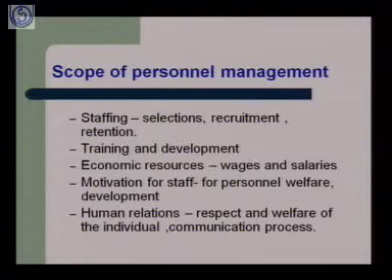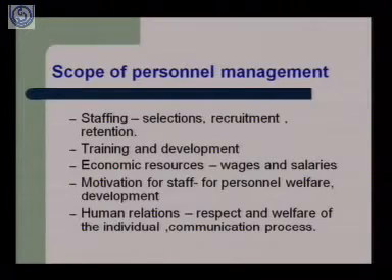Then economic resources, like the personnel department sets up the wages and salaries. As Madam Nirja has just said, a person should be satisfied working in that particular organization, and money is a very important factor in that. So wages and salaries are taken care of by the personnel management department. Then motivating staff for personnel welfare development. We have a welfare department in every organization, and they take care of the welfare of the manpower working in the organization.